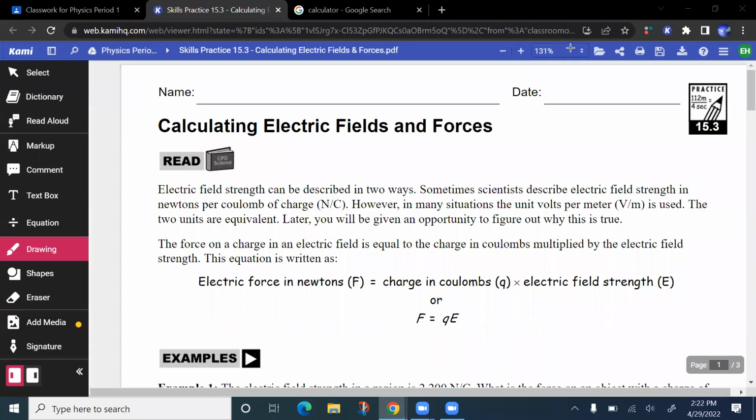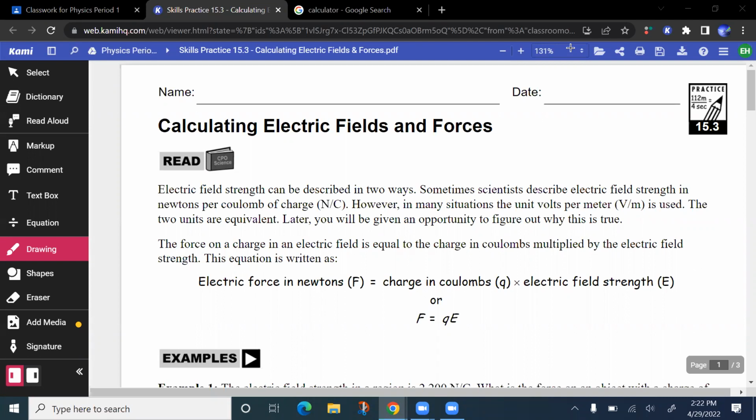Hello. In this video tutorial, we will be working on skills practice 15.3, calculating electric fields and forces. Please remember to pause or rewind the video as necessary. Let's begin. Please read along with me.